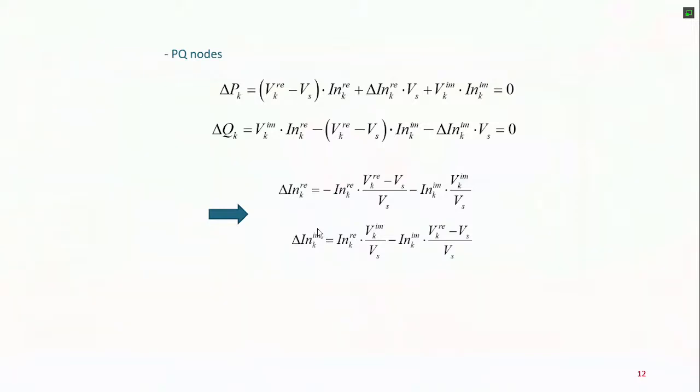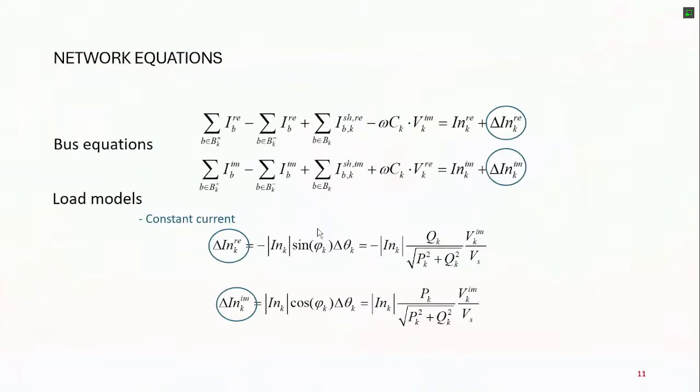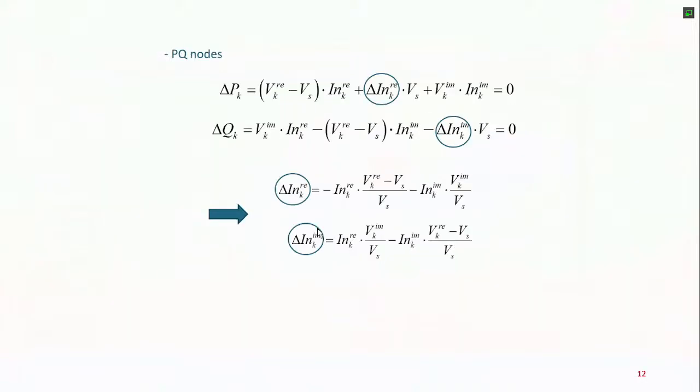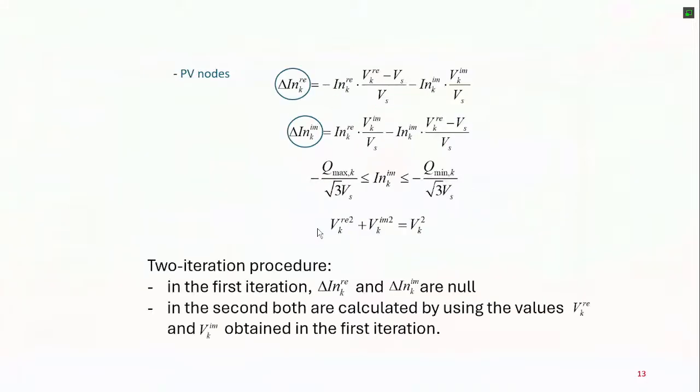And we have also the last one. So this is the variation of the current for this sensitivity to the voltage that was included here. And we have also this one that is the PV node, in which we take into account the fact that the voltage needs to be constant, or at least the modulus of the voltage, and also the power, but the reactive power is just limited between a minimum and maximum.